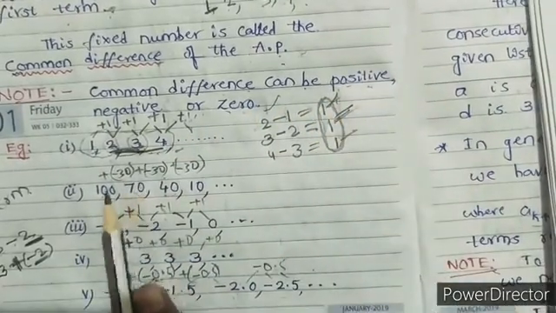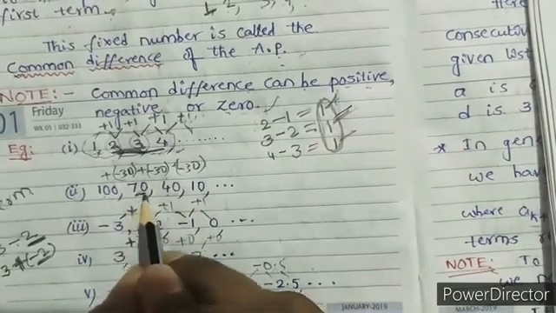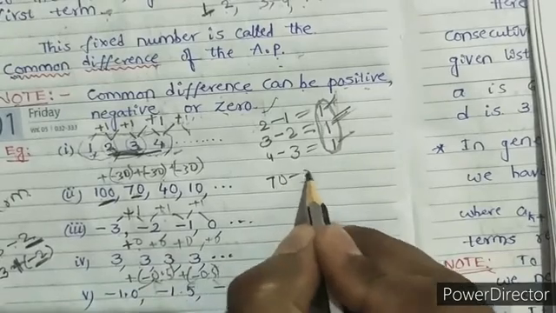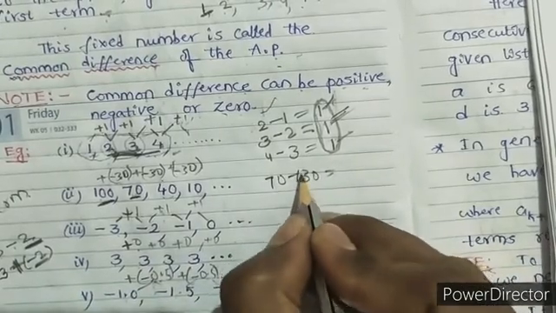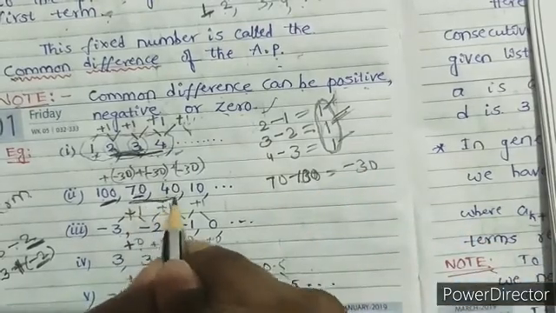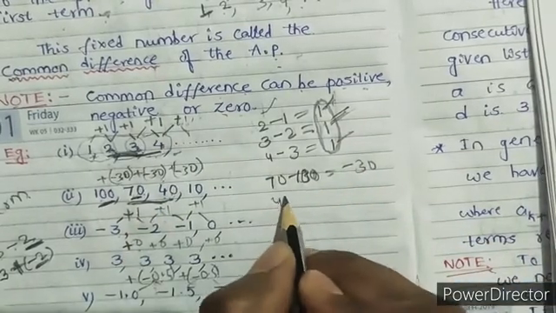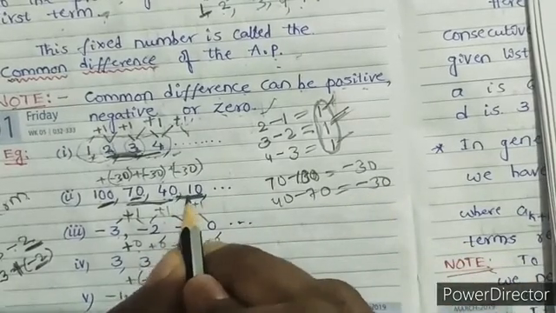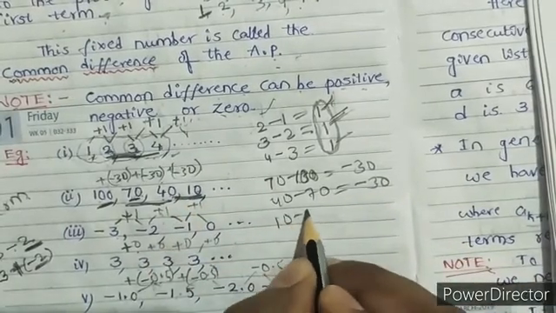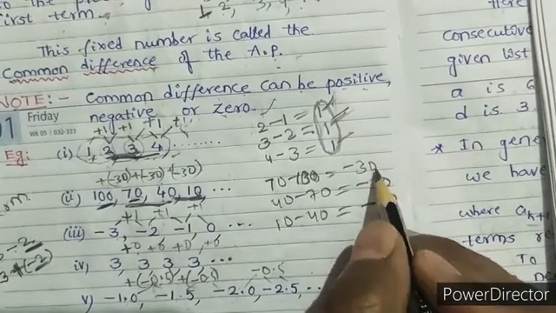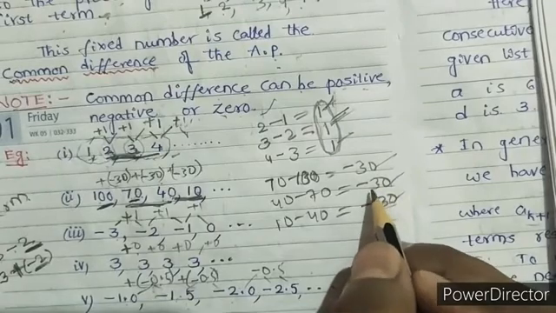Now here the common difference is negative. See, 70 minus 100 will give minus 30. Now you take these two numbers. 40 minus 70 will give minus 30. Take these two numbers, 10 minus 40. Again you are getting minus 30 only. So here the common difference is negative.